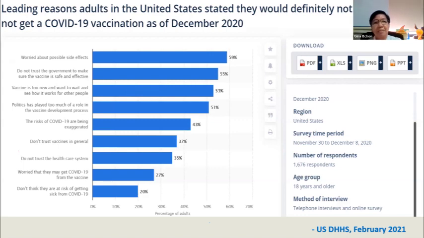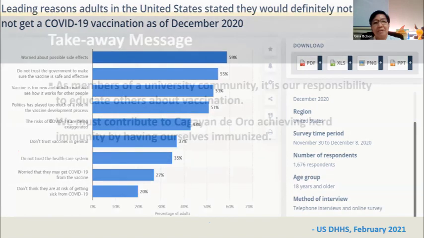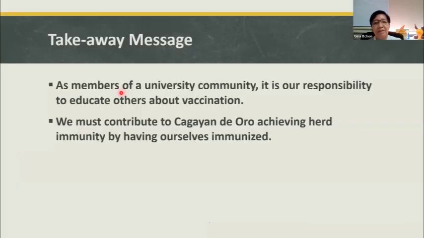So what is my takeaway message? As members of a university community, it is our responsibility to educate others about vaccination. And really, it is our moral responsibility to be vaccinated. We must contribute to Cagayan de Oro achieving herd immunity by having ourselves immunized.